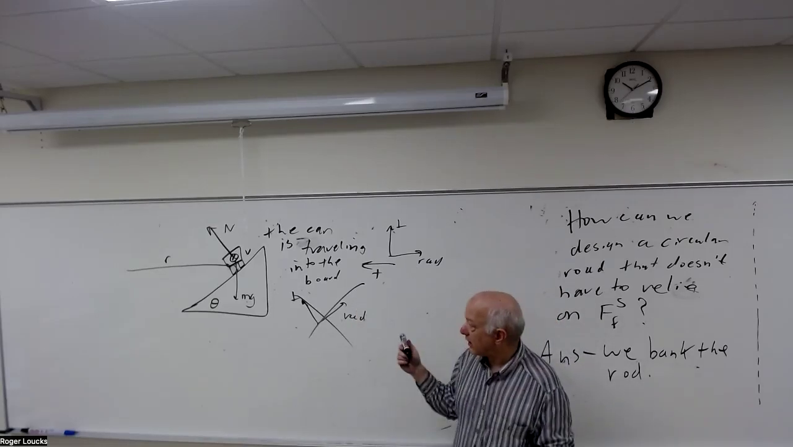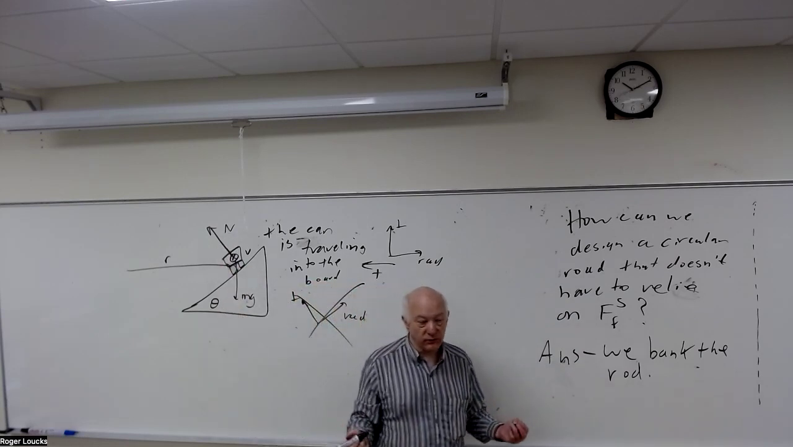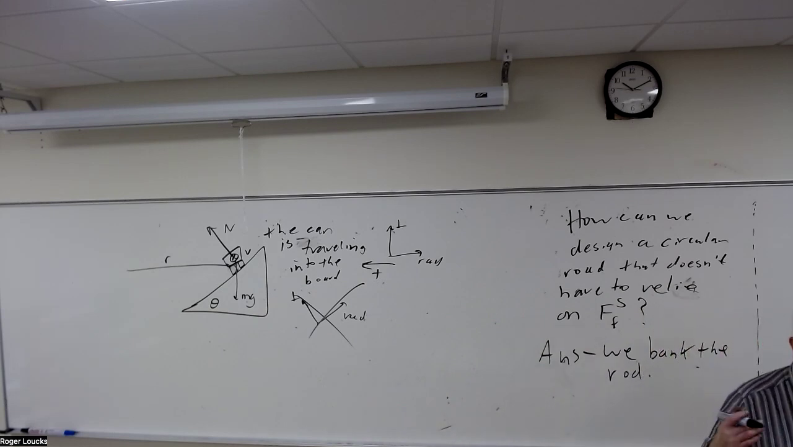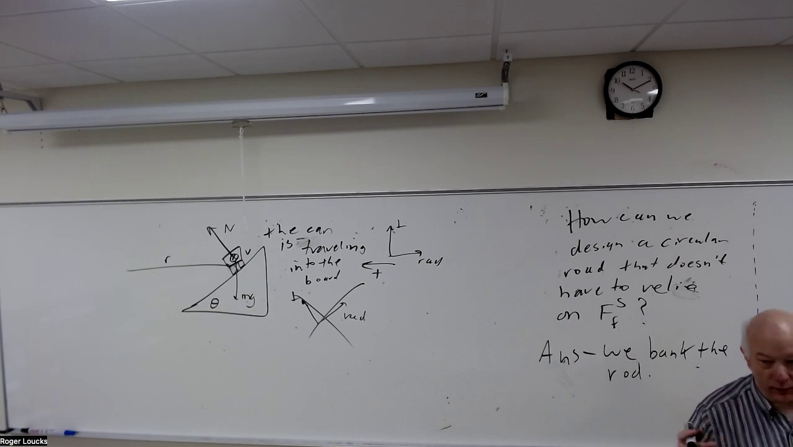What we're going to find out is that the normal force here is going to supply the force for going around a circle. It won't be friction anymore. And so you don't have to worry about whether it rains or not. Well, you have to worry about it for other reasons, but or snow.